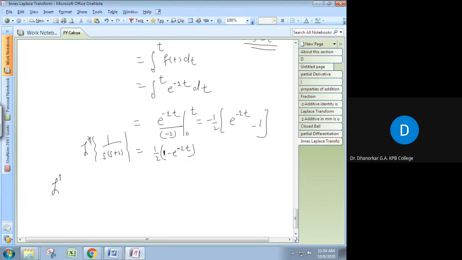This is our example: L inverse of 1 divided by s into s plus 2. Why am I taking this? Because sometimes this happens: if this problem is there in our exam and we are not recalling that formula, then it becomes difficult to solve. Suppose this is our expression, 1 divided by s into s plus 2. Shall we write this expression in this form: A divided by s plus B divided by s plus 2?